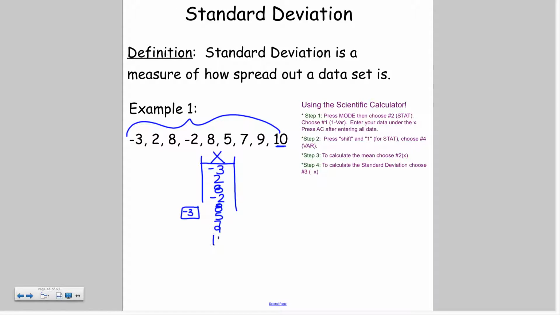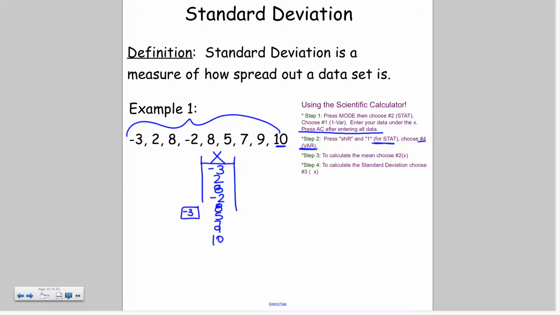Once you have entered all of them, you need to press AC, the on button. It's going to go back to your home screen. Then you're going to press Shift and the number 1, and again you'll see STAT right there. It'll come up with several other options, and you're going to choose number 4 or number 5, but it's going to say VAR next to it.